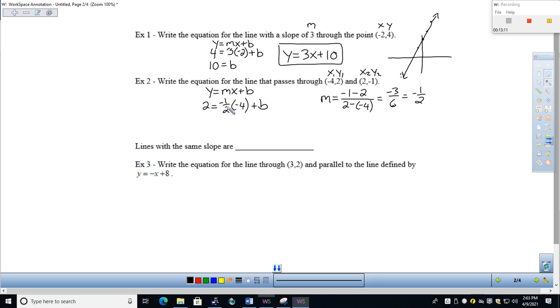And, of course, when I do the multiplication here, -1/2 times -4 is 2. And to get the b by itself, I'd subtract 2 on both sides. So I'm getting a b value of 0. And so as a result, we get y equals -1/2 x. Obviously, you don't have to put the +0, but if you did, so be it.